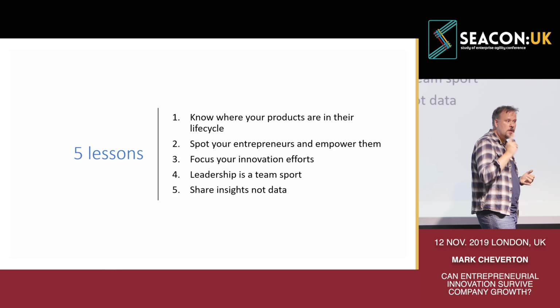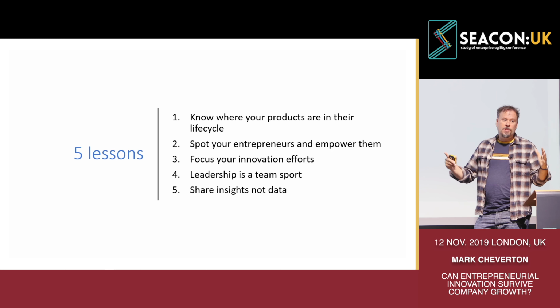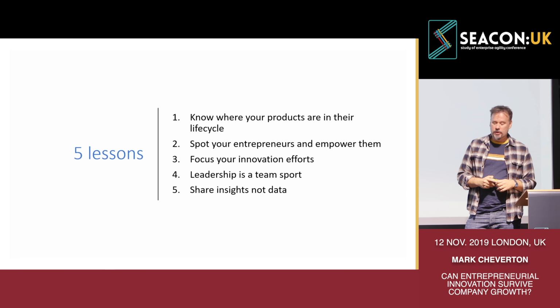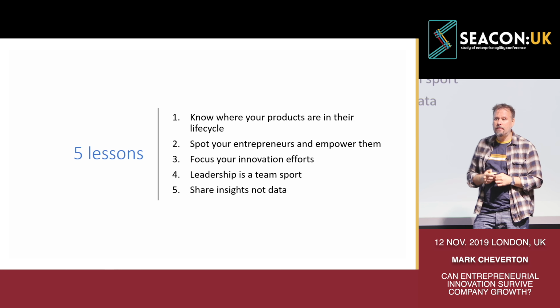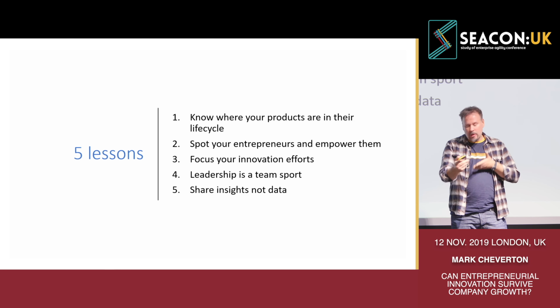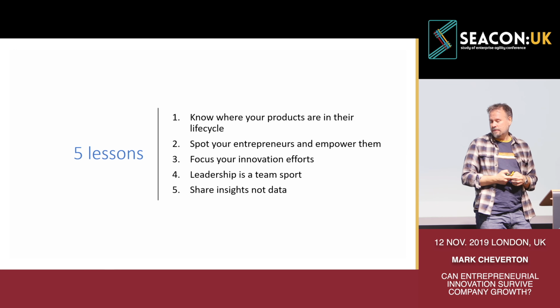So in summary, 5 lessons. Know where your products are in their life cycle so you can apply the right techniques and processes, the right goals. Spot your entrepreneurs and empower them, because not everyone's a fungible unit. You need to pull those people out and give them the environment to succeed in.